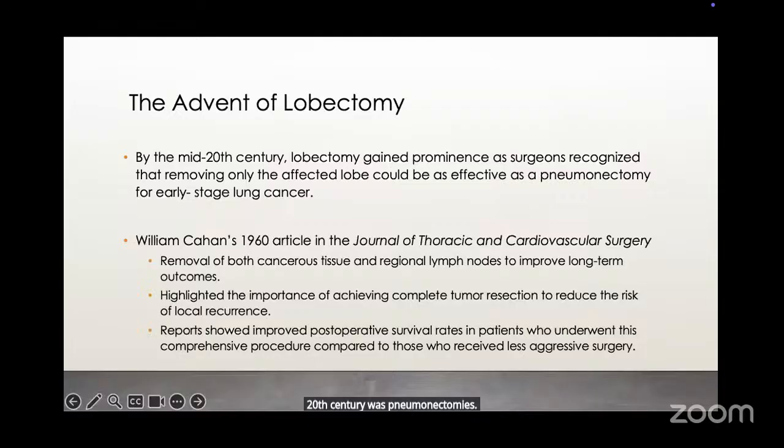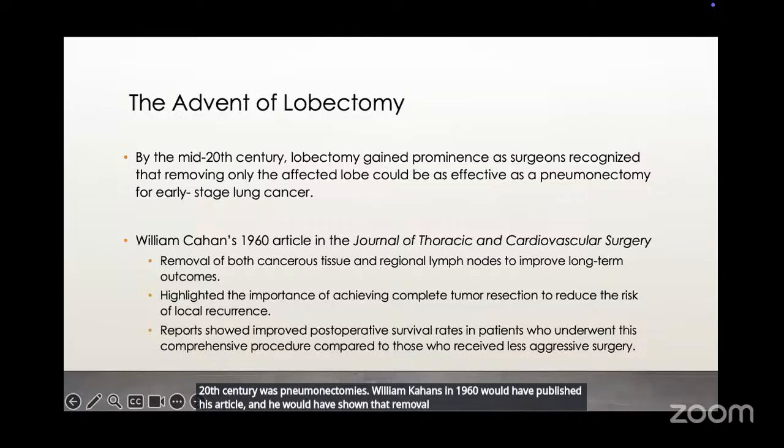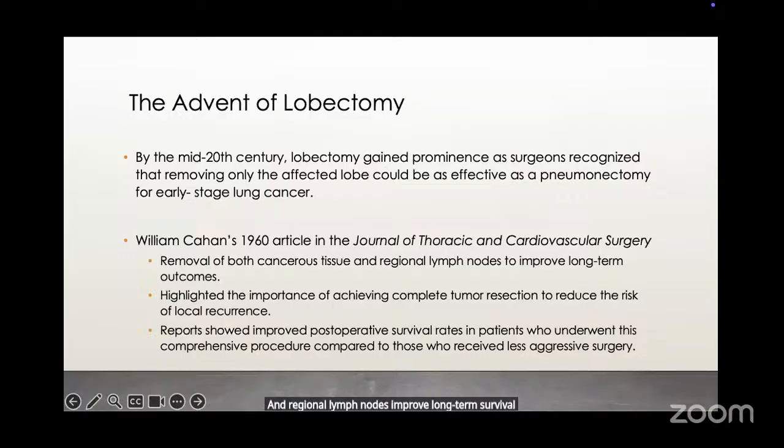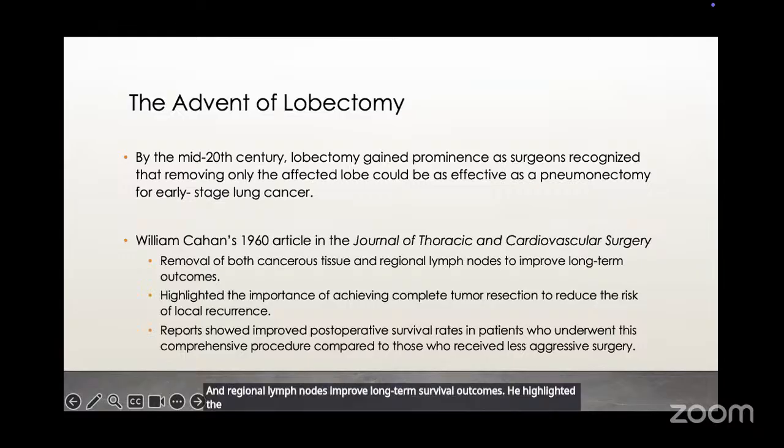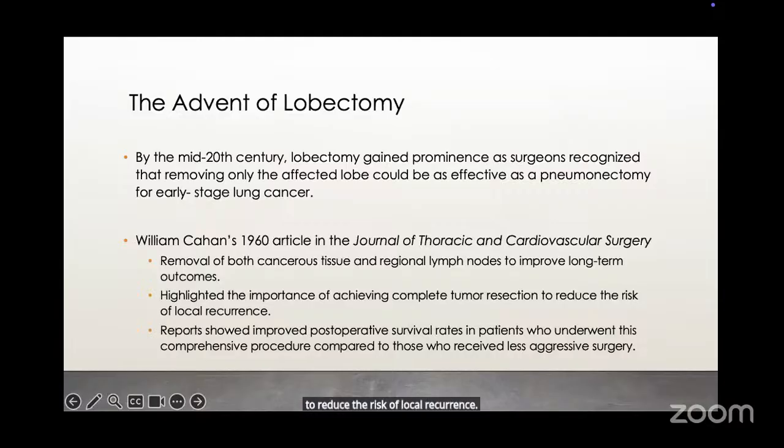William Cahan in 1960 published his article, and he showed that removal of both cancerous tissue and regional lymph nodes improved long-term survival outcomes. He highlighted the importance of achieving complete tumor resection to reduce the risk of local recurrence, and reports show improved postoperative survival in patients who underwent this comprehensive approach compared to patients who had less aggressive surgery.